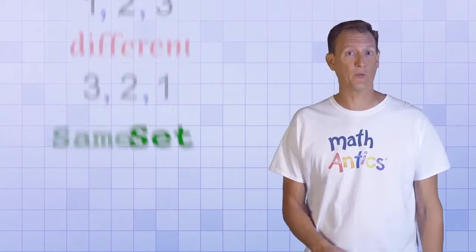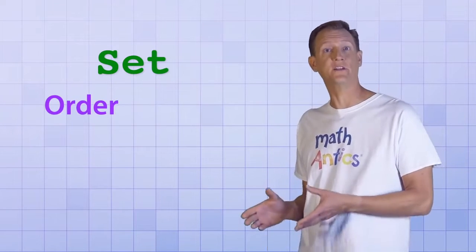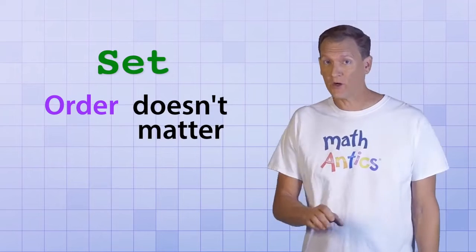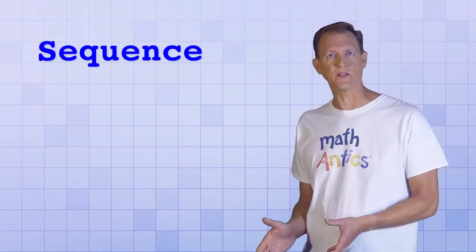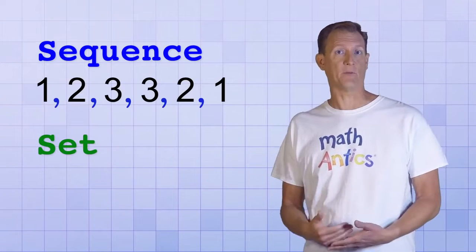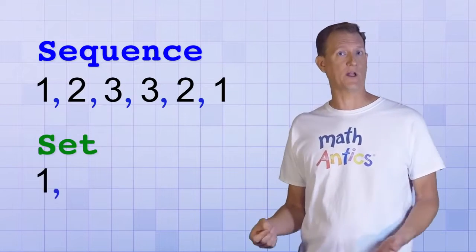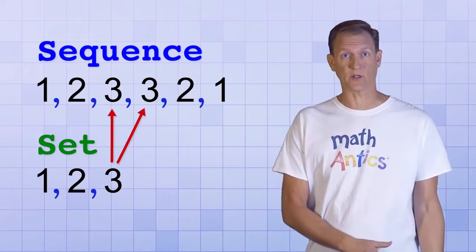And in math, the word set refers to a group of numbers or elements where the order doesn't matter, and where any duplicates are left out. For example, if you had the sequence 1, 2, 3, 3, 2, 1, the set of numbers in that sequence is just 1, 2, 3, even though each number occurred twice in the sequence.